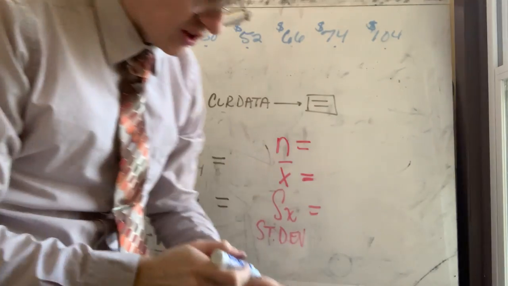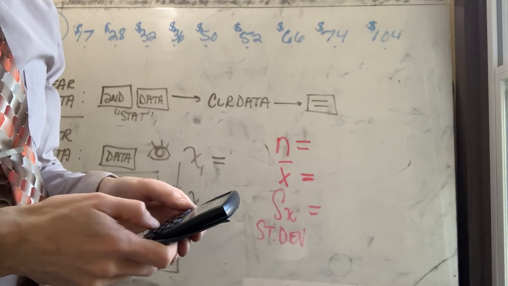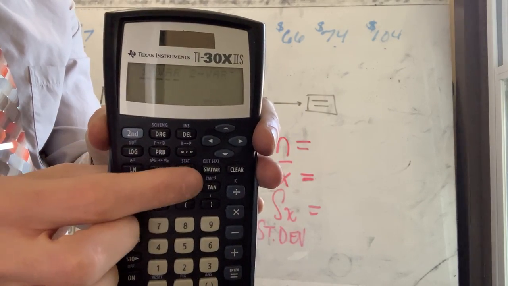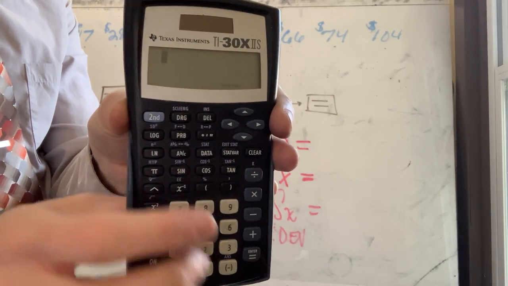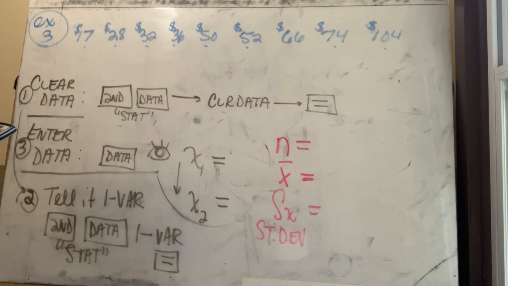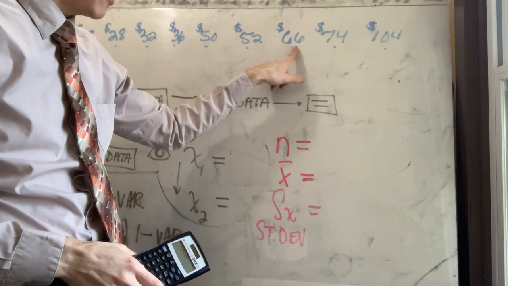Now, again, I'm going to have to go through this exercise of clearing out the data because we still have old data in here. So, clear out your data. Again, this is unnecessary, but I'm going to do it anyway. Make sure that you're using one variable statistics. Now hit data and you can enter these values in the order that they're given. 17, 28, 32, 36, 50, 52, 66, 74, 104. Right. Frequency is a nice thing if you happen to have another data value that is the same.